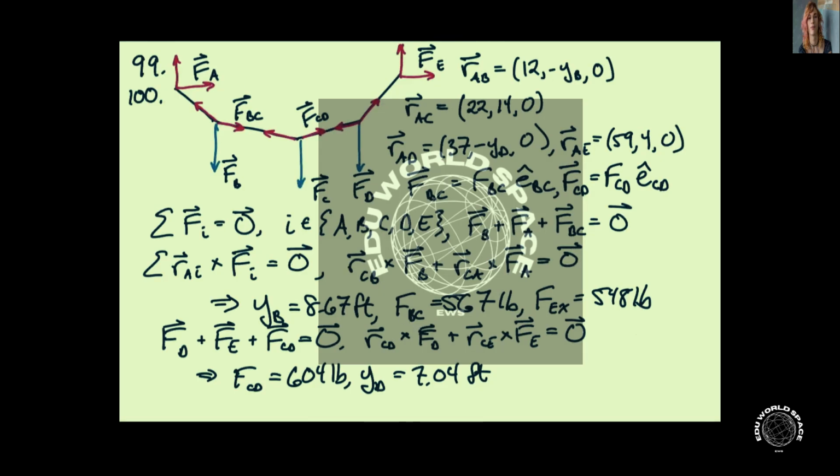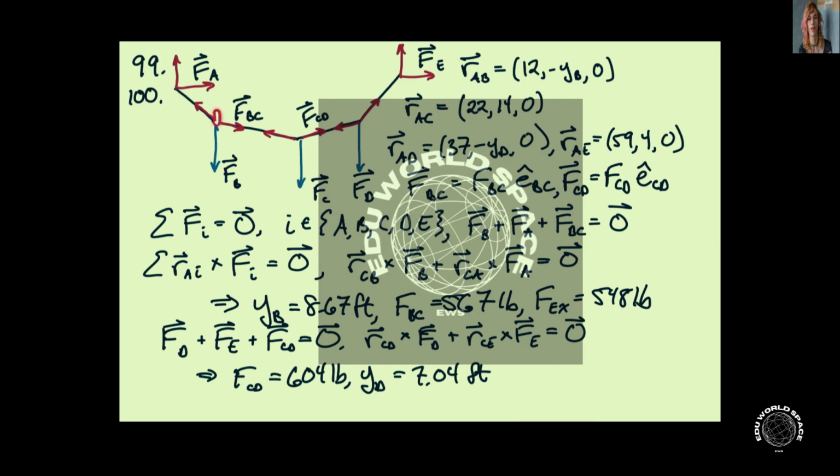In problems 99 and 100, we have cables or ropes attached to one another through rings, and we have 4 segments, and we have points A, B, C, D, and E. I'm going to use A as the origin here.